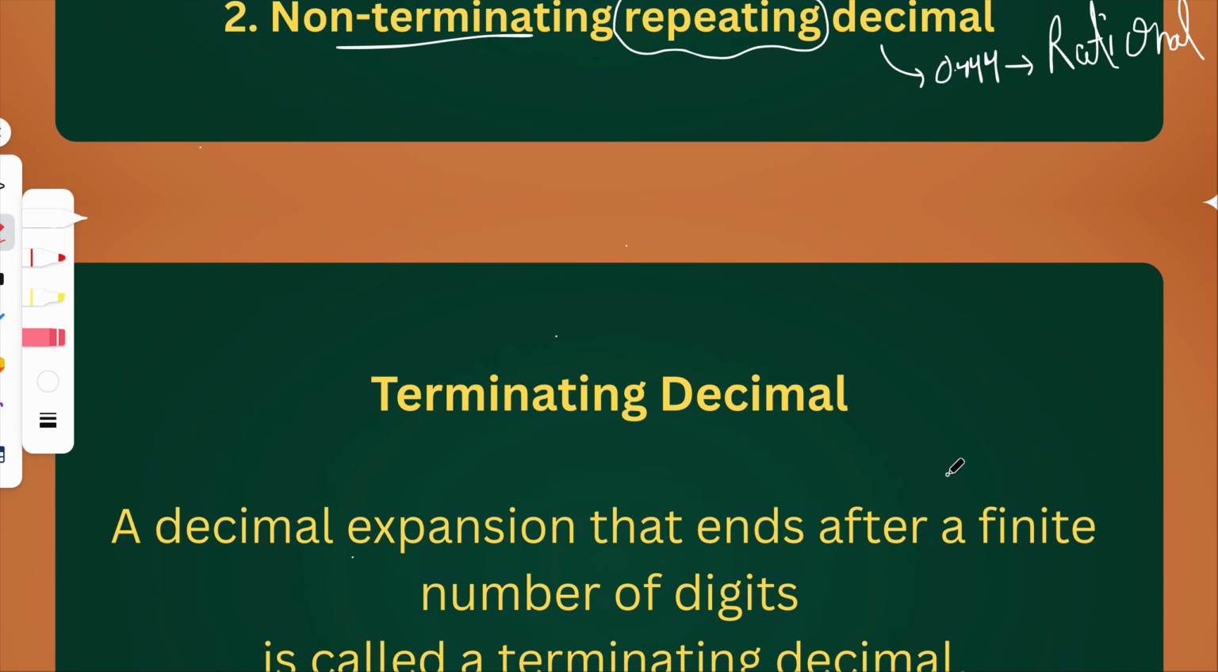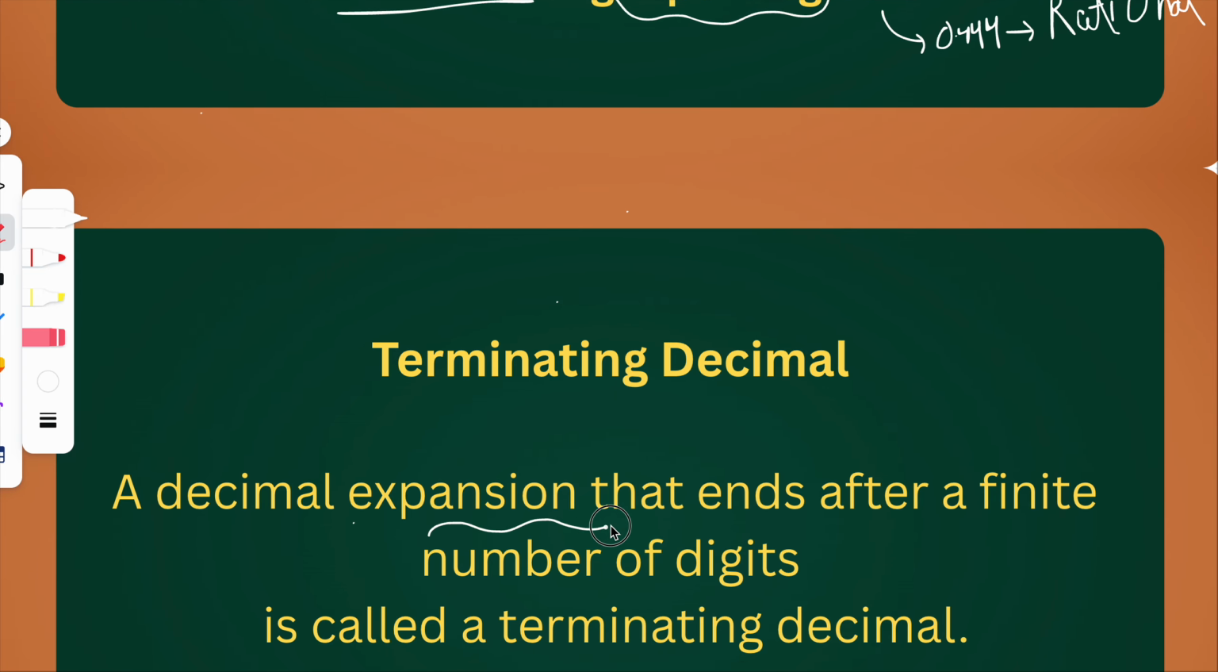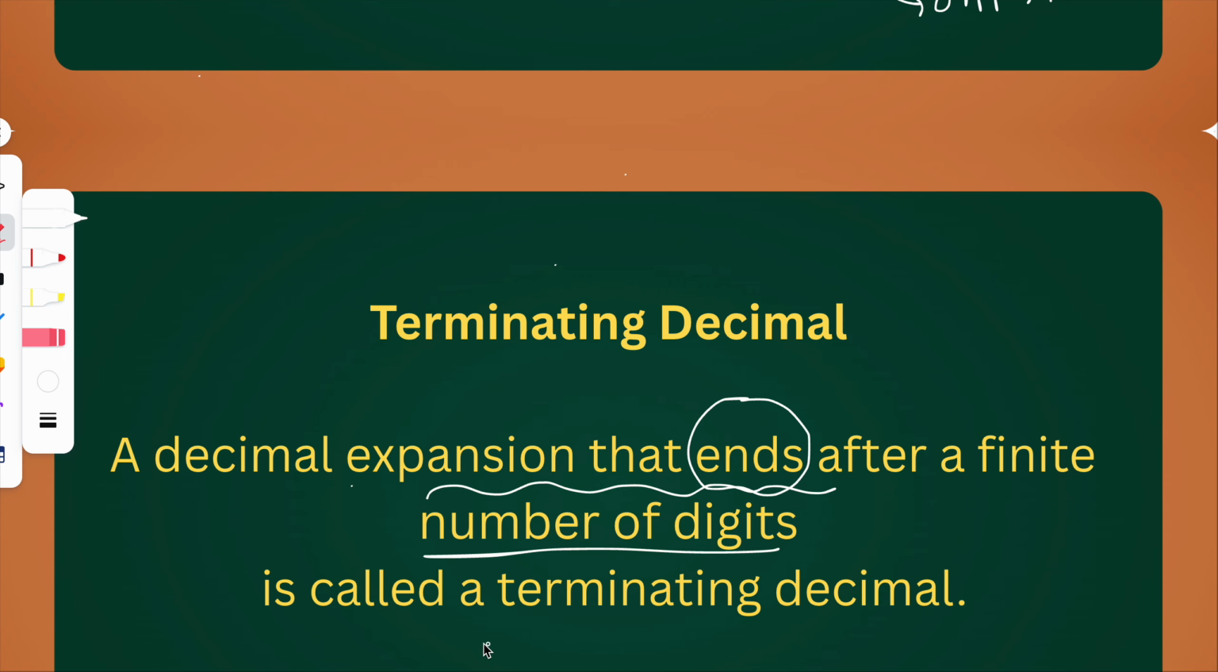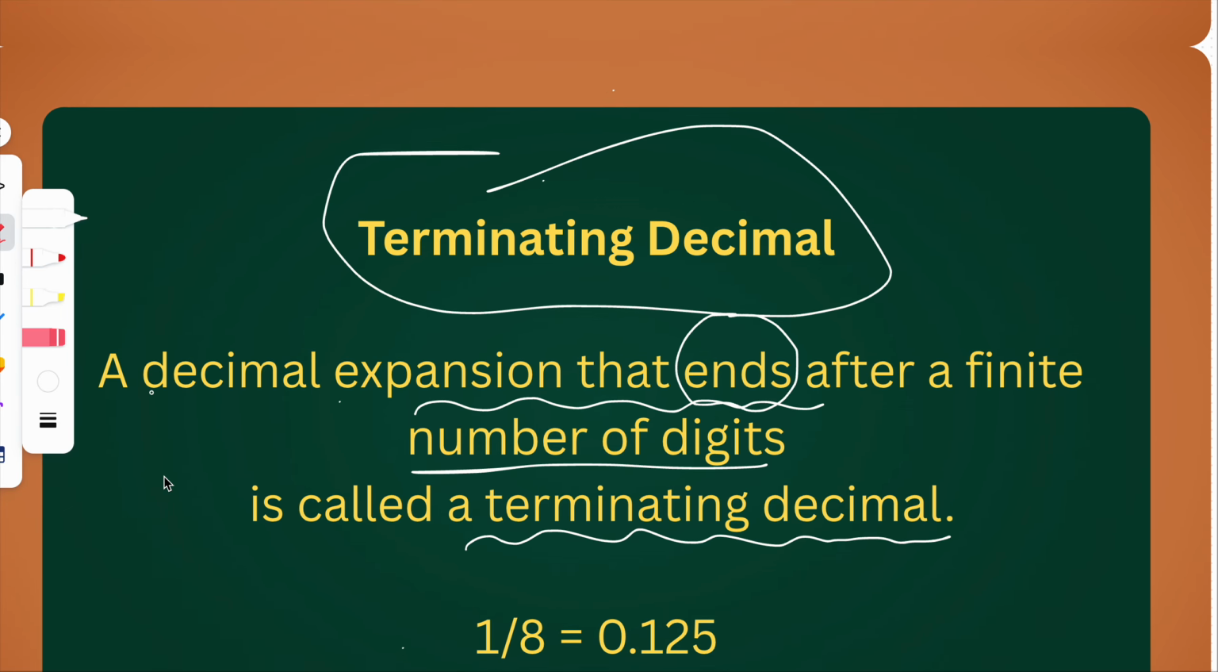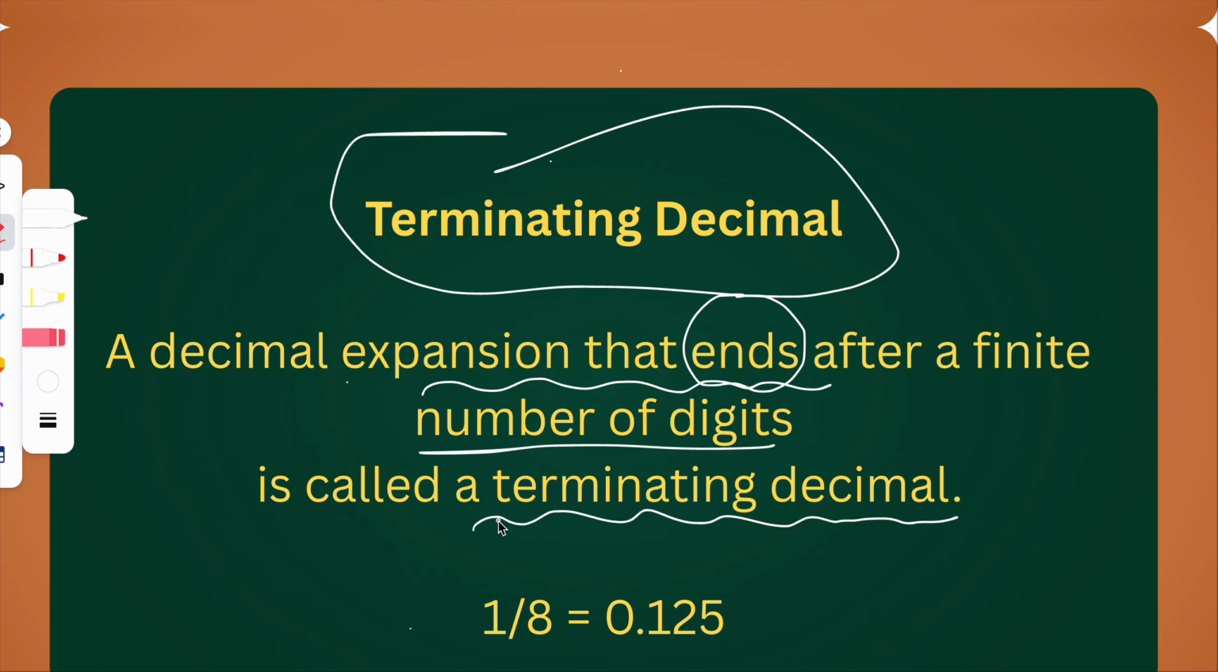So a decimal expansion that ends after a finite number of digits. Basically कोई भी decimal expansion जो end हो रहा है finite number of digits, थोड़े 3 4 5 6 decimal digit के बाद वो end हो रहा है, तो उसे बोलते हैं terminating decimal. Okay, कौन सा decimal? Terminating decimal. So a decimal expansion that ends after a finite number of digits is called a terminating decimal. You can relate it with the meaning of the word terminating.